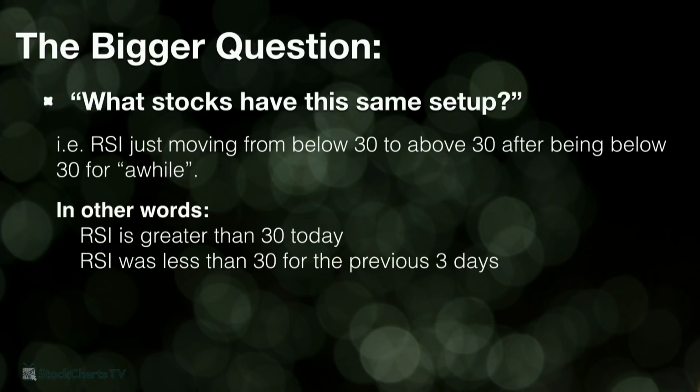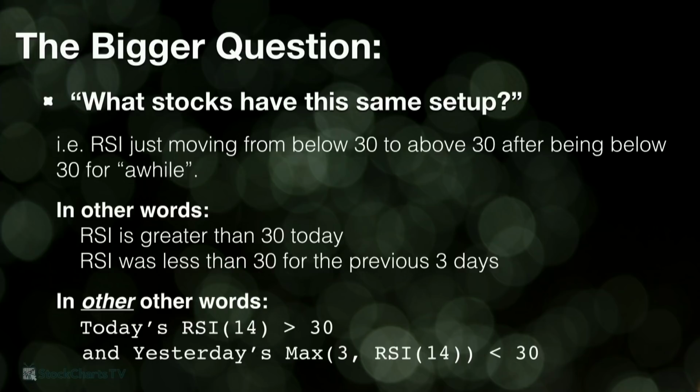You could make that 5, you could make it 10, however many you want to do. The more days, obviously, the fewer results you're going to get back. So that in turn breaks down into two statements that we can now give to our scan engine. Today's RSI with the parameter 14 greater than 30, and starting yesterday, the maximum for the previous 3 days of the RSI was less than 30.